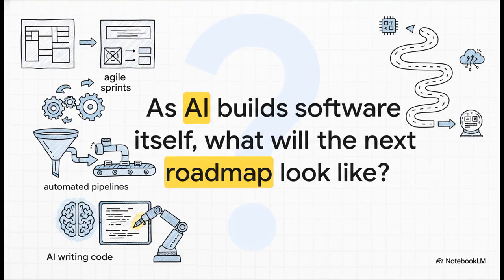But I'm going to leave you with one final thought to chew on. We've journeyed from these strict, rigid plans to agile sprints to fully automated pipelines. But now, as artificial intelligence gets better and starts writing more and more of its own code, what will the next roadmap even look like? What's the next evolution of building software?